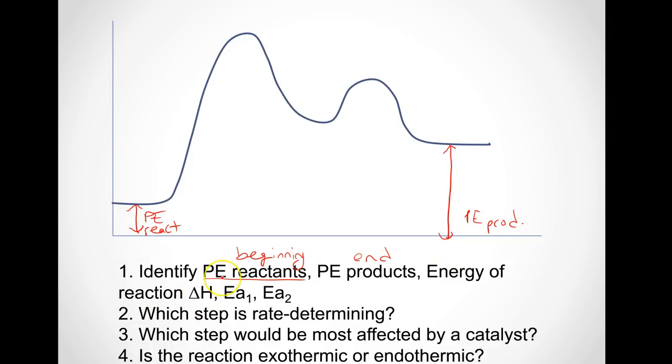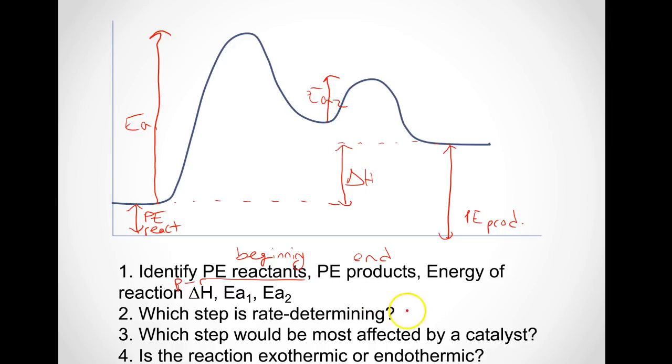Energy of reaction, that's delta H. That is always the difference between wherever the products are and the reactants are. So that's my reactants, that's my products. The difference between where I start and where I end up is delta H. Activation energy 1 is the first hill, quite large. Activation energy 2 is just the second hill.